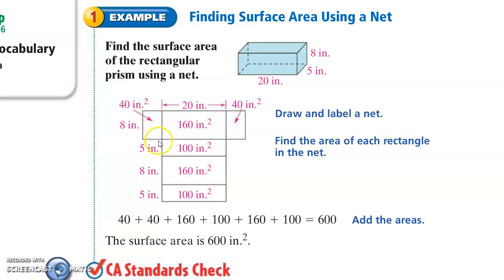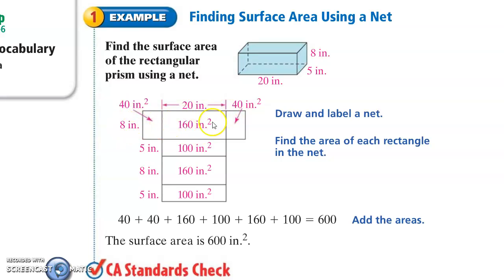So if this has a base of 5 times 8, the area is 40 inches squared. This side is also 40 inches squared. This has a base of 20 times 8 inches tall.